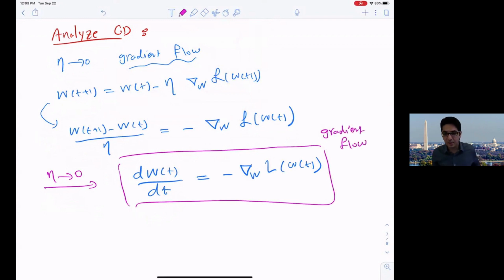Sometimes it is easier to start analyzing the models in this asymptotic regime when the learning rate goes to 0. Here we don't have a dependence on the learning rate, but roughly speaking it has the same fundamental properties as gradient descent or even stochastic gradient descent.